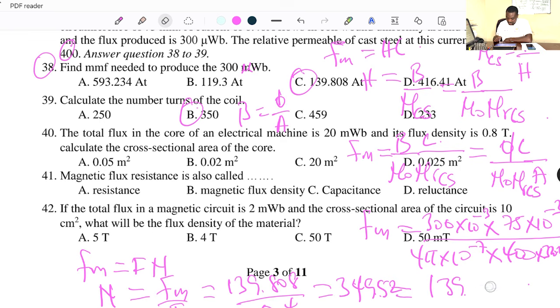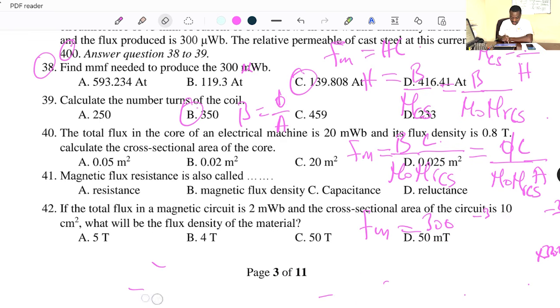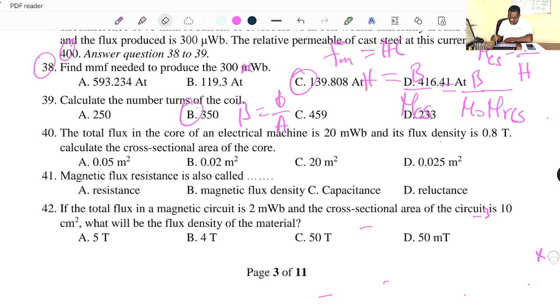We move on to question 40. With question 40, the total flux in the core of an electrical machine is 20 milliwebers and its flux density is 0.8 Tesla. Calculate the cross-sectional area of the core. So again, focus on what you are given. We are given the magnetic flux density and we are interested in the area. Magnetic flux density is magnetic flux over area, and area is going to be equal to magnetic flux over magnetic flux density.